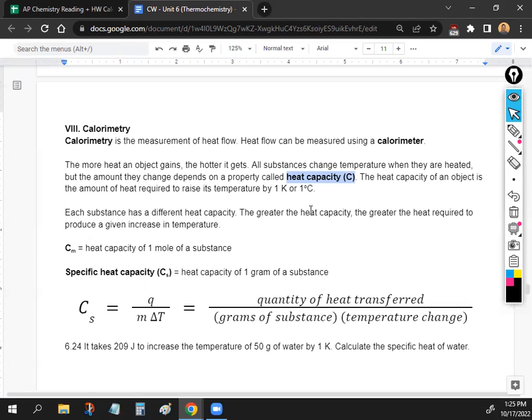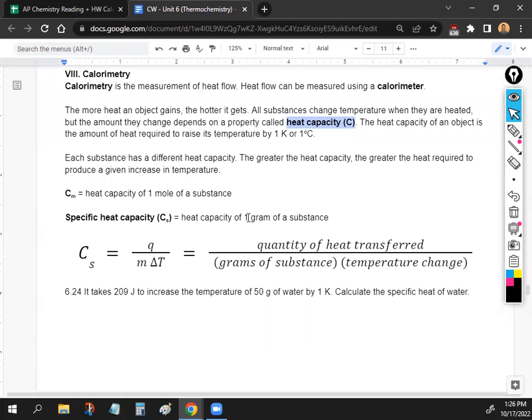So basically, you guys know some things get hotter faster than other things, right? Things like metals get hot really, really fast, right? But things like water, it takes forever to boil, right? And so different substances have different amounts of energy they need to increase their temperature the same amount. That's what heat capacity is.